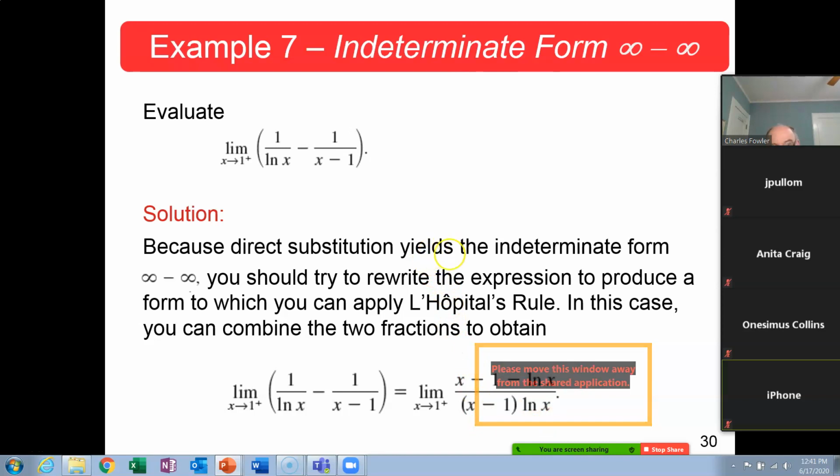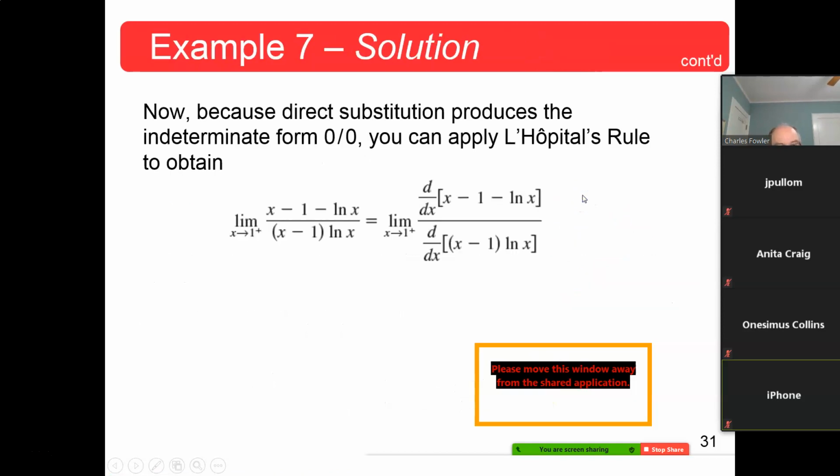There it goes. So here's our new limit. Now that's a form where maybe we can use L'Hopital's rule. As x approaches 1, this is 1 minus 1 is 0, minus log 1 is 0, over 1 minus 1 is 0 times 0. Yes, we can use L'Hopital's rule, for the first time. But now I can't get the slide to advance. Now, okay. Because direct substitution produces an indeterminate form of 0 over 0, you can apply L'Hopital's rule.